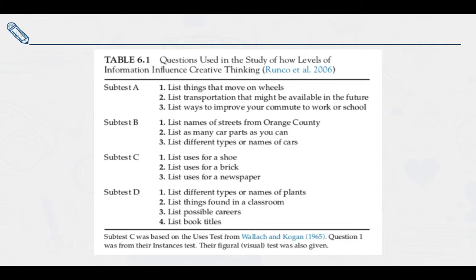So here are some questions I can use for the open-ended task. Here are some creative thinking questions that you can ask your students, such as the first sub-task is list a way to improve your commute to work or school. Step B is like list as many car parts as you can. So actually, A, B, C, D, they are increasingly open-ended when you are asking students. Open-ended tasks allow divergent thinking.